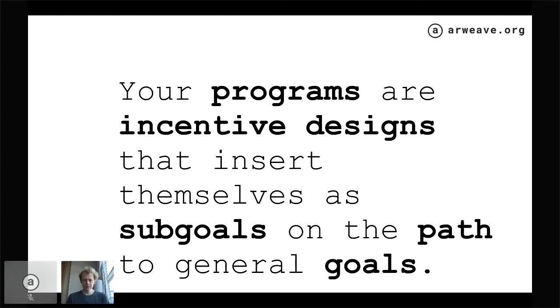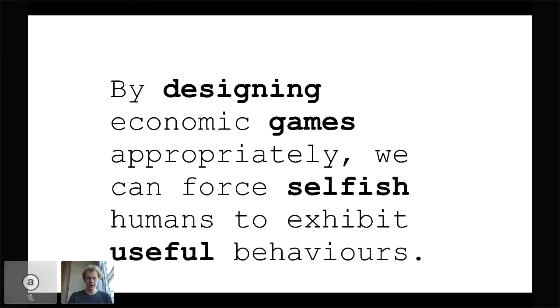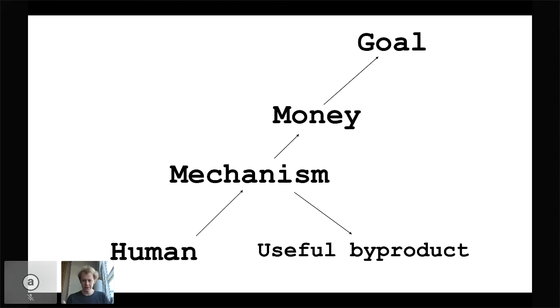So your programs are incentive designs that insert themselves as sub-goals on the path towards the general goal. That is, they insert themselves basically as a mechanism which outputs money, which is a sub-goal on the way to the base goal. Just like this. And now, here's the crucial point. By designing economic games appropriately, we can force or incentivize selfish humans to exhibit useful behaviors. And there we go. This is Mechanism Design 101 in a single slide, I would say.